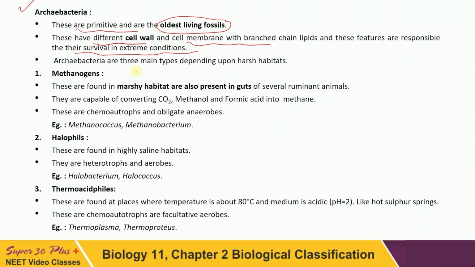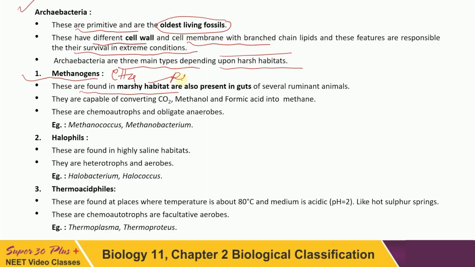Types of Archaebacteria. We have three main types of Archaebacteria depending on their habitat. The first is methanogens. As the name indicates, at such habitats methane is produced, and that's why they are known as methanogens. These are found in marshy habitats.